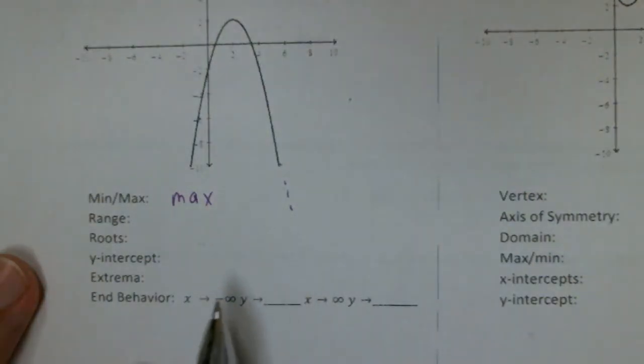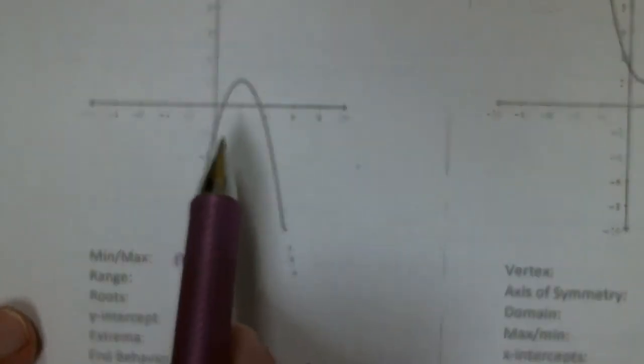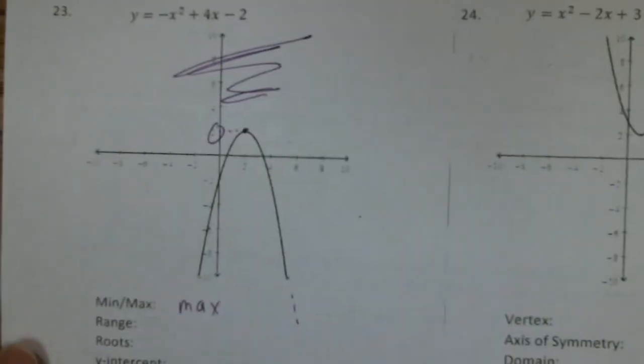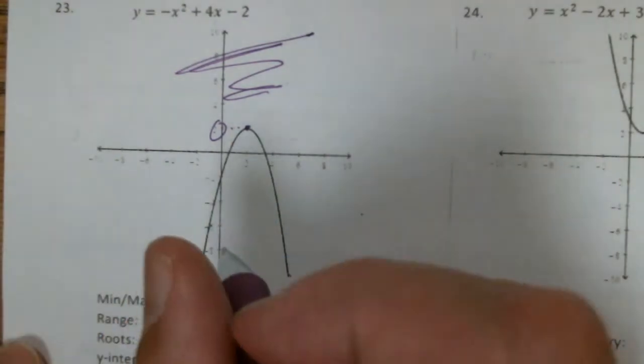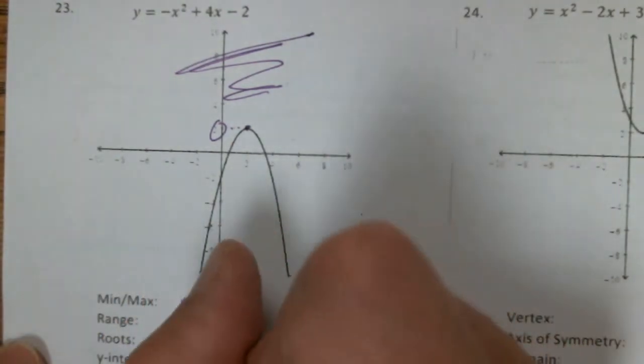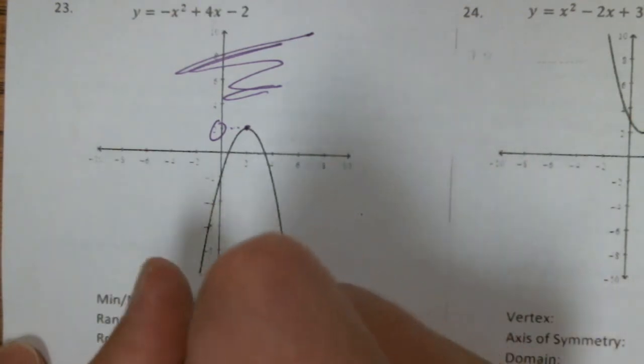So I have y values from negative infinity all the way up until I hit that spot, which is 2. After that, I don't have any more y values. This is a voided area. Okay, so my range is going to be from negative infinity up to a positive 2 with the bracket on 2.